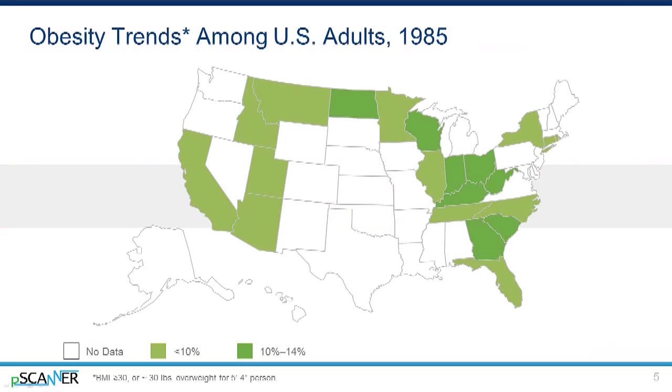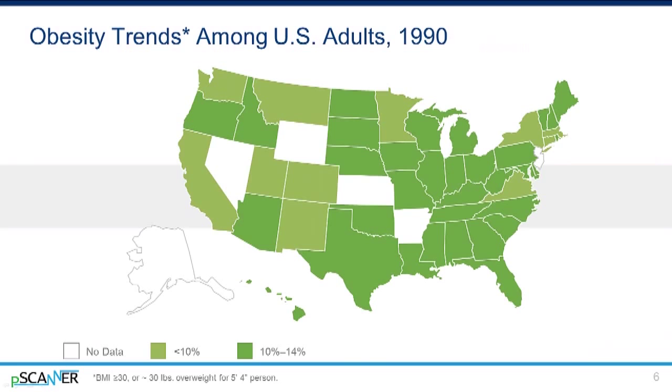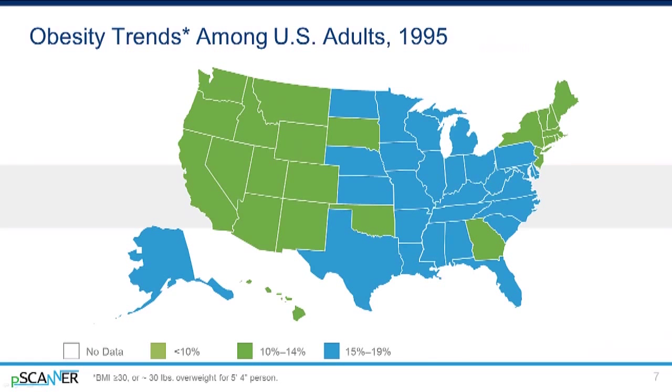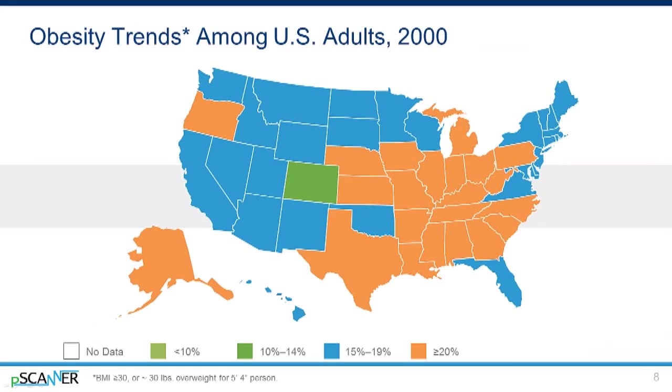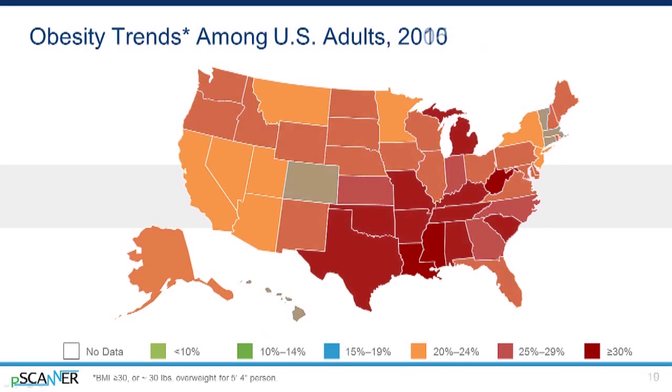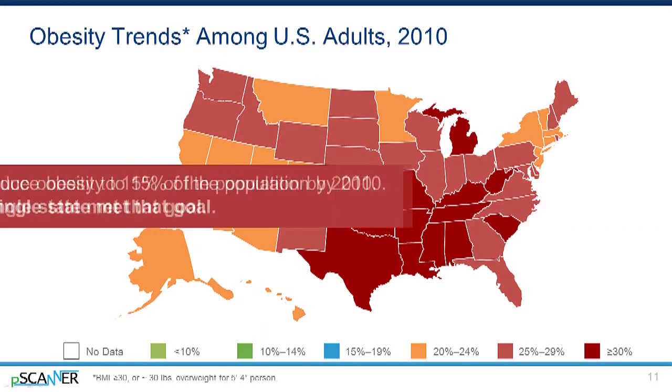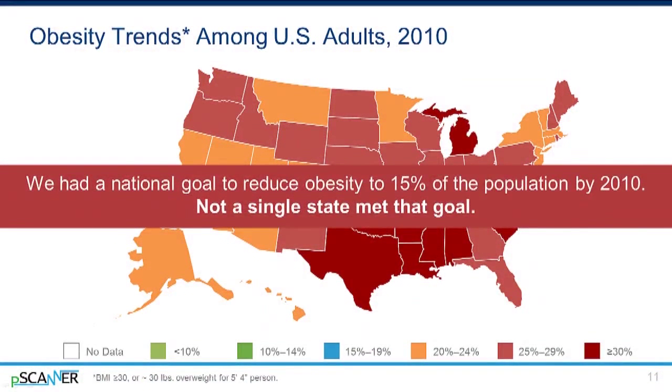As you click through slides 5 through 10, you can see on this map of the United States how rates of obesity have climbed. In 1985, only a few states had 10 to 15% of their populations who were obese. But every 5 years, we saw this grow and grow. Everyone recognized the problem, and so we set a national goal to reduce the rate of obesity back to 15% of the population as it had been in the 1980s. Well, guess what? Not one single state in the entire nation met that goal.